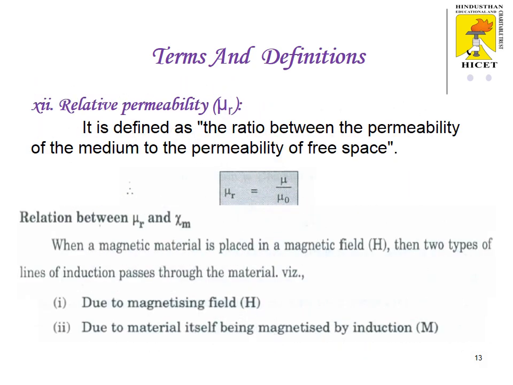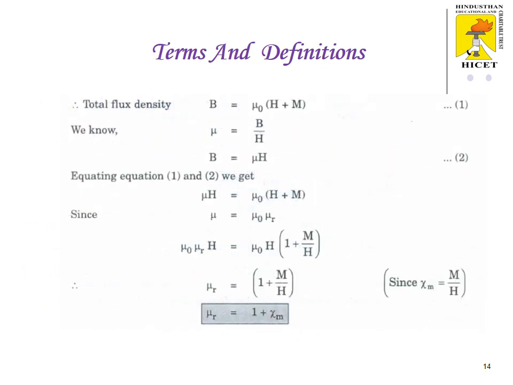The next one, the 12th definition, is relative permeability. It is defined as the ratio between the permeability of the medium and the permeability of free space. Mu r is equal to mu by mu naught. The relation between permeability and susceptibility, please look at the final equation, is mu r is equal to 1 plus chi. This is the relation between permeability and susceptibility.